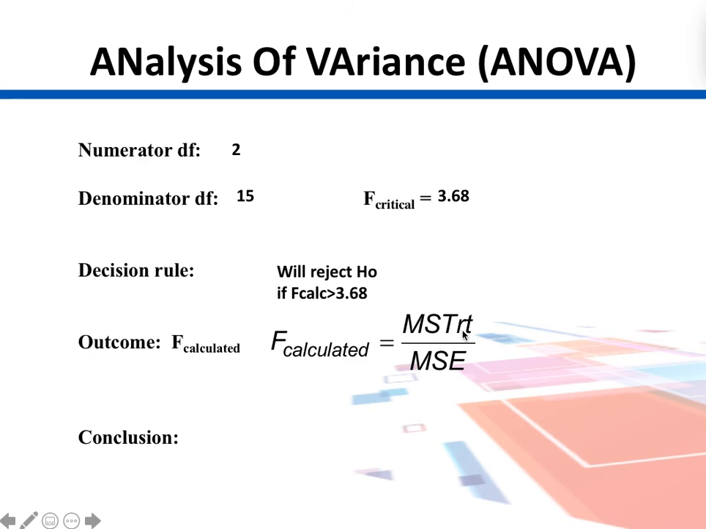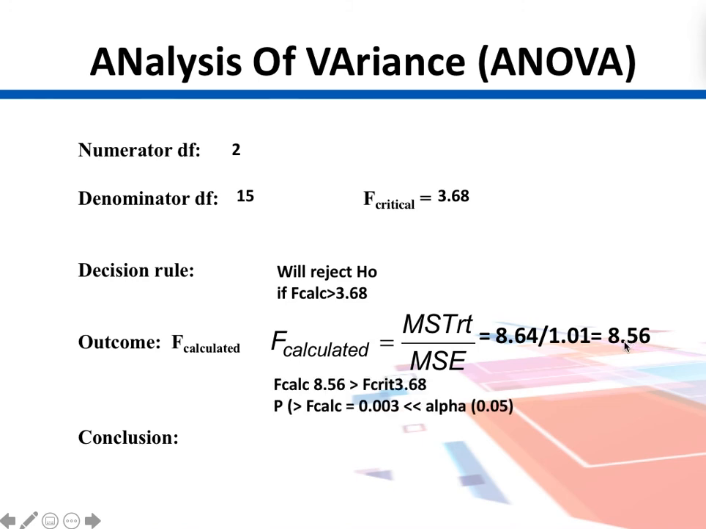F calculated is given by MST, the mean square for treatment, divided by MSE, the mean square for error. So for treatment we calculated 8.64 divided by 1.01, which is 8.56, and F calculated is 8.56, which is greater than F critical, that is 3.68. And the probability of finding an F greater than this F calculated, 8.56, is 0.003. Again it is less than alpha, very much less than alpha, which is 0.05.